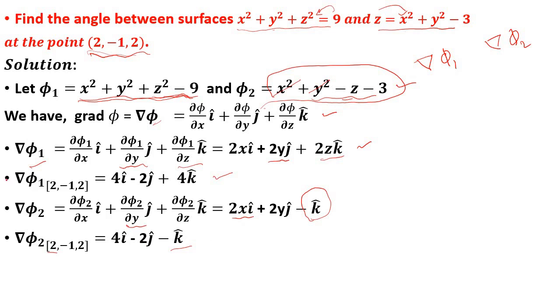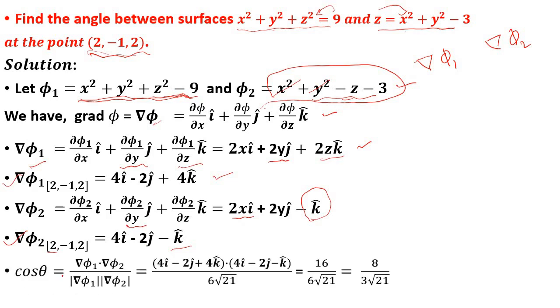Now I have del phi 1 and del phi 2. Now to find the angle between the two surfaces, the formula is cos theta equals the ratio of the dot product of the two gradients, that is del phi 1 dot del phi 2, divided by its magnitude. So apply the dot product here.